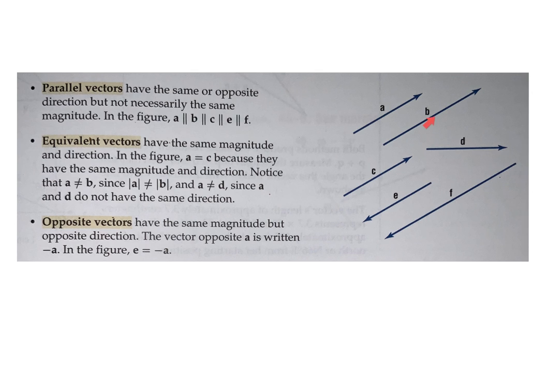A is not equivalent to B because the magnitude is different. A is not equivalent to D because they do not have the same direction, even though they have the same length. Both have to be the same. Magnitude and direction have to be the same to be considered equivalent.